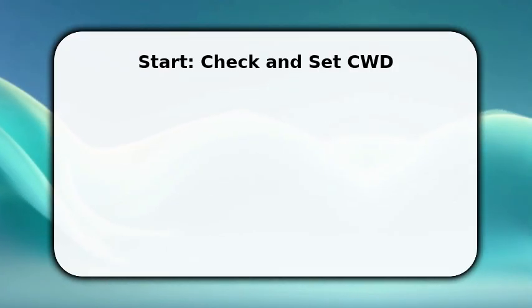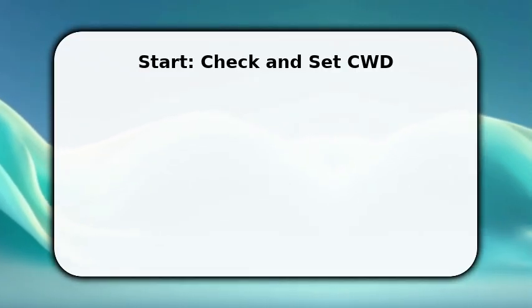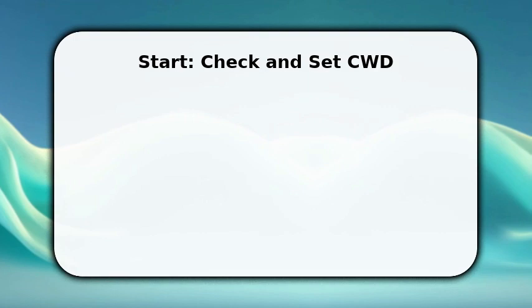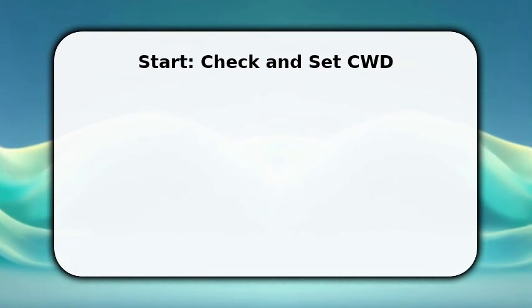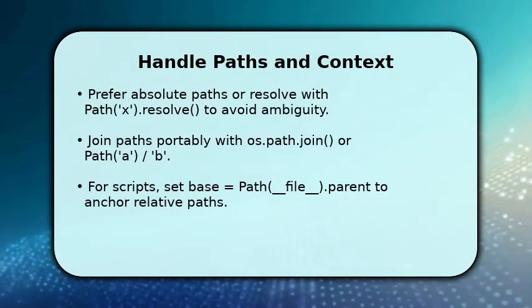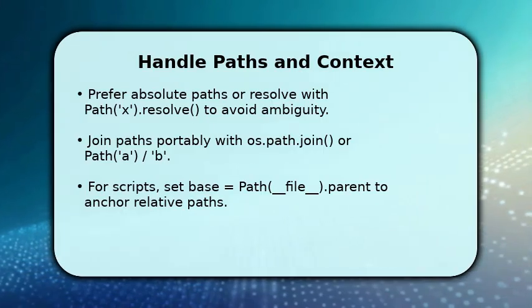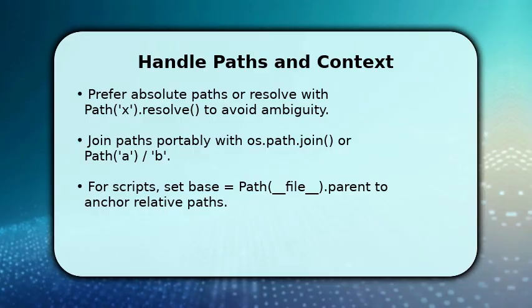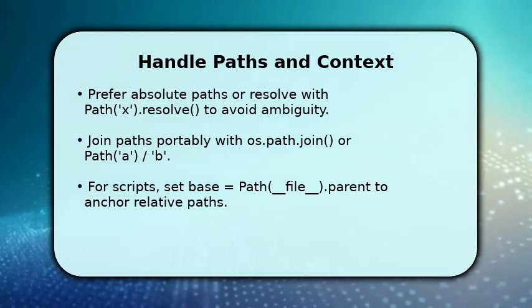Do this now, so subsequent file operations run against the directory you intend, rather than guessing where files will be read or written. Once you've set a working directory, make path handling explicit to avoid surprises. Use absolute paths or Path.relative_to().resolve(), so Python knows the exact target.